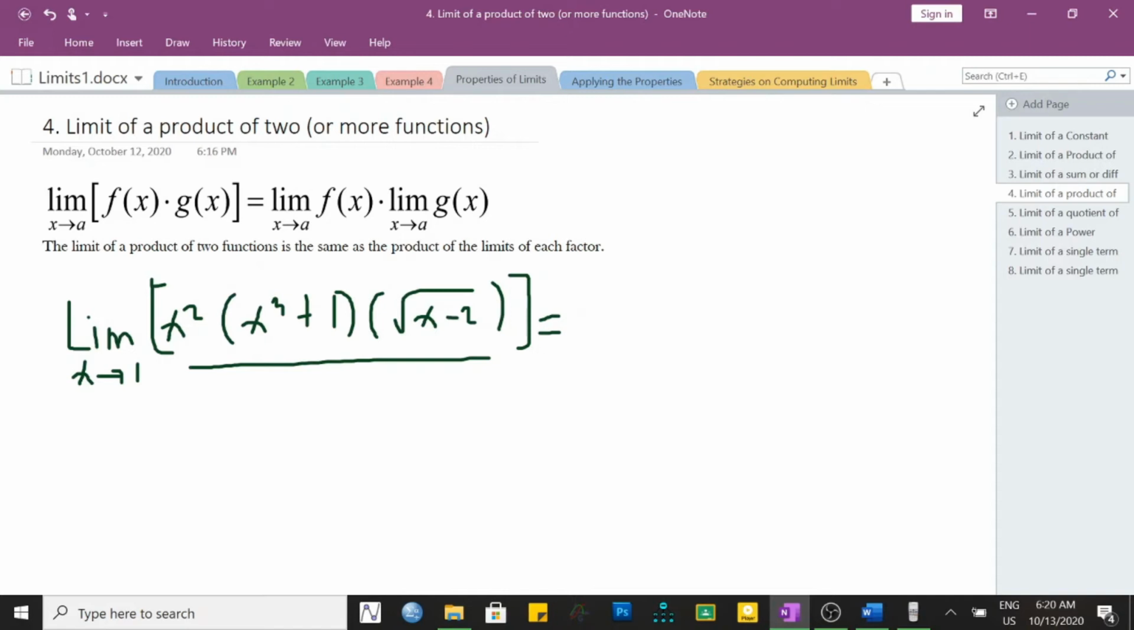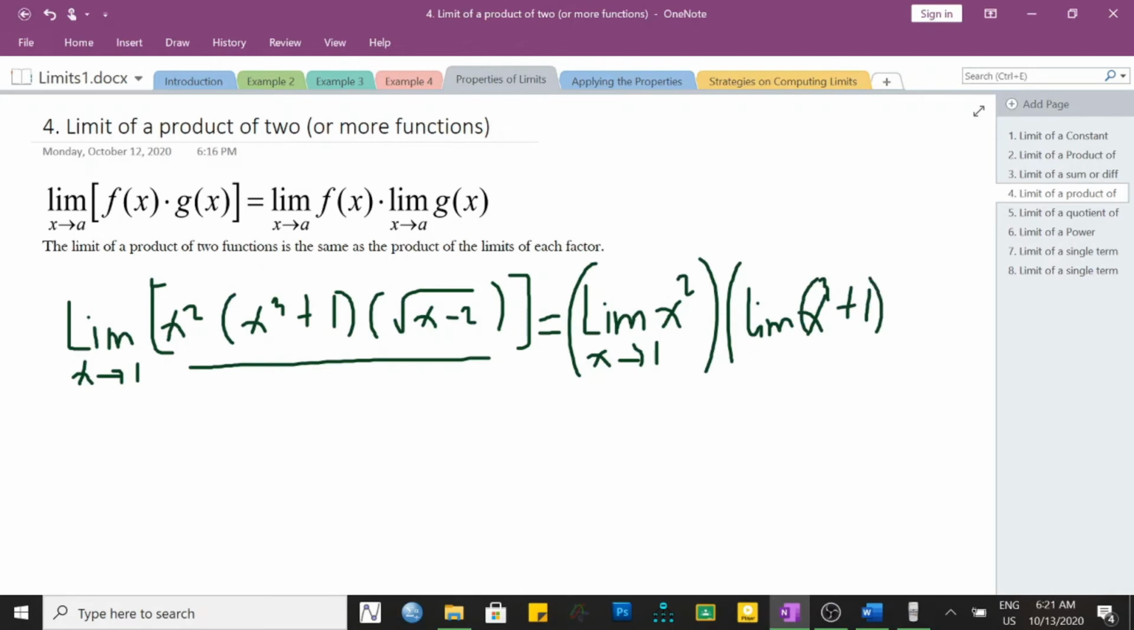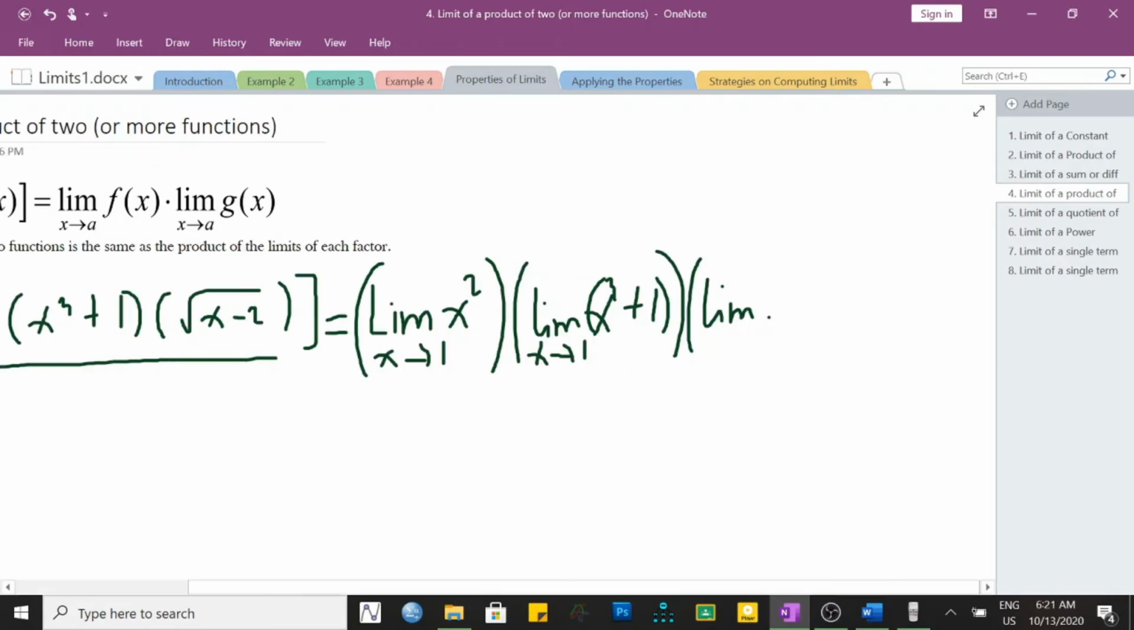According to the property, we can break this down into product of smaller limits. The first limit is the limit of the first factor, x squared. X is approaching 1 times the limit of the second factor, x cubed, plus 1 as x approaches 1. And then lastly, the limit of square root of x minus 2 as x approaches 1.